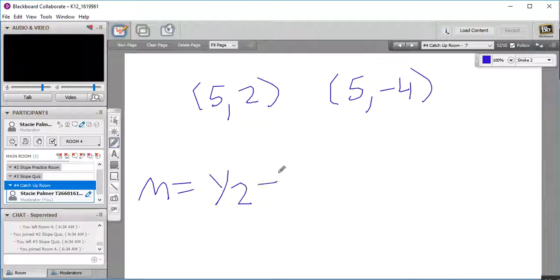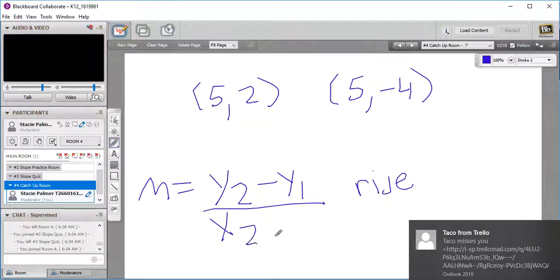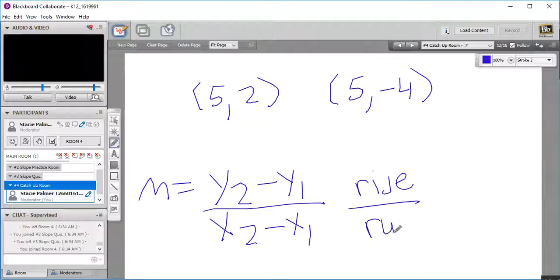If we take the y from the second ordered pair minus the y from the first, that's going to give us our change in y. That gives us the top number of our fraction. That gives us our rise, how many we moved up or down. Then we find the x of the second ordered pair minus the x of our first, and that gives us our run. That tells us how many we're going to move to the right or to the left. So our rise is our up or our down. The run is our right or our left. Remember, if we move down, it's negative. If we move to the left, it's negative.